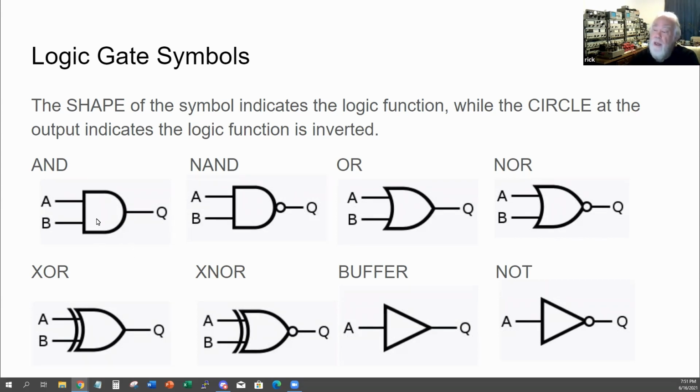So for an AND gate, the logic says that you need A and B both as a true or a 1 in order to have a true output.